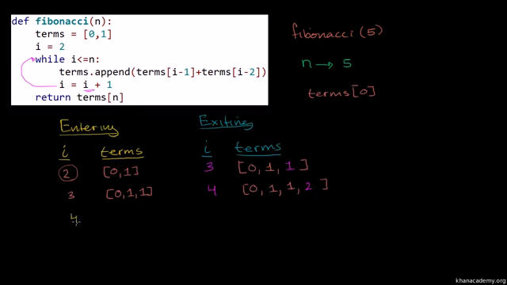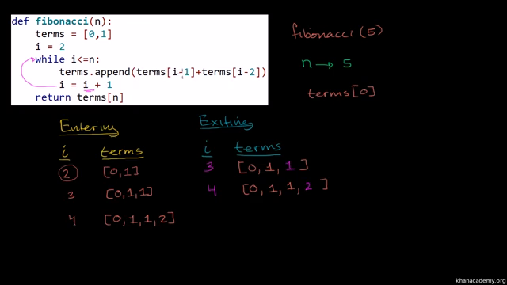Entering the loop now, I is equal to 4. I'll do that same orange color. Entering into the loop, I is equal to 4, and terms now has 4 elements in it: 0, 1, 1, and 2. And now 4 is still less than or equal to 5, so we do this, and we have to figure out what terms of I minus 1 is. Well, now I minus 1 is 3, right? 4 minus 1 is 3.